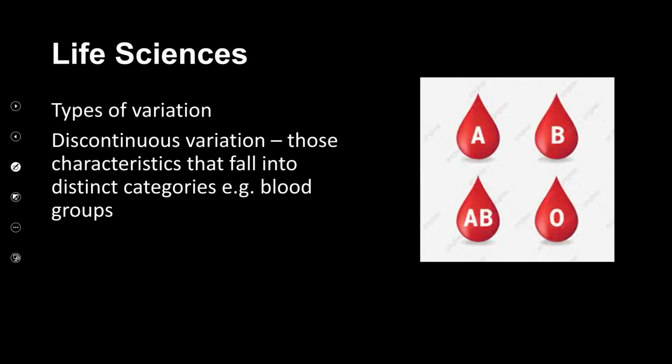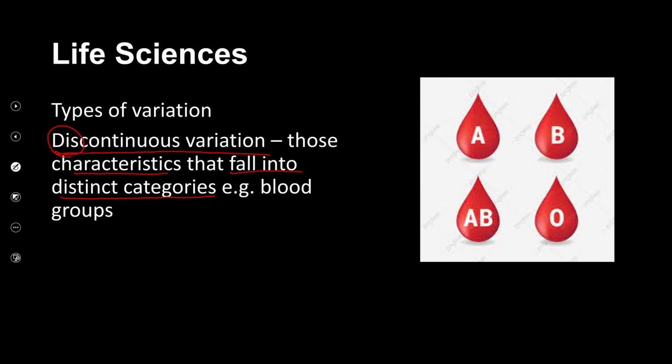Okay, another type of variation is called discontinuous variation. And as soon as we see this first part, discontinuous, that means that it doesn't flow. There is no continuation. So that gives us a hint as to what this type of variation is. If we have a look at the definition, we see it's those characteristics that fall into distinct categories. So discontinuous variation is all those characteristics that make us fall specifically into different categories.